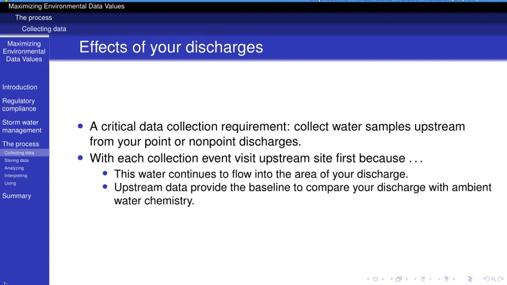To determine whether your stormwater discharges have any adverse effect on receiving waters, you need to compare concentrations with those from water collected upstream about the same time, earlier in fact. When you have a water sample collection event, visit the upstream reference location first, then collect samples within your discharge reach or at the outfall of your point discharge. The upstream concentration represents ambient water quality, and that water will flow past your discharges by the time you collect there.